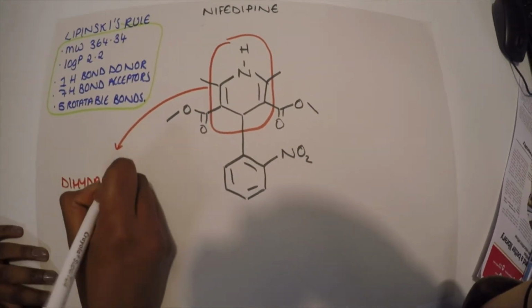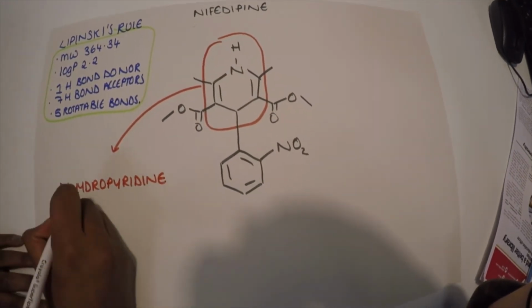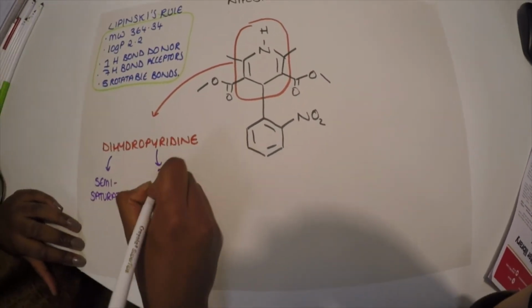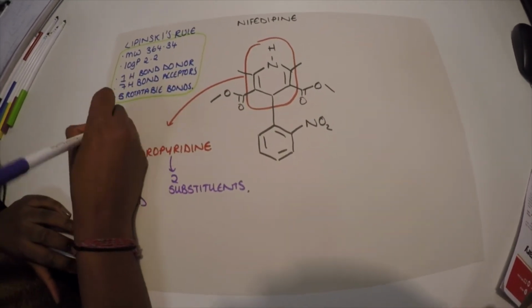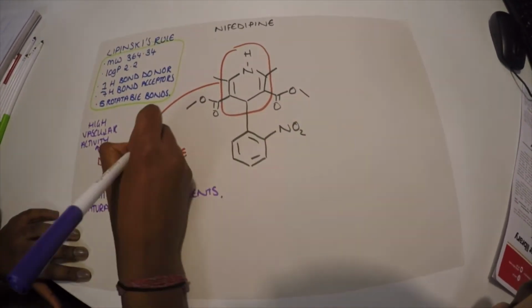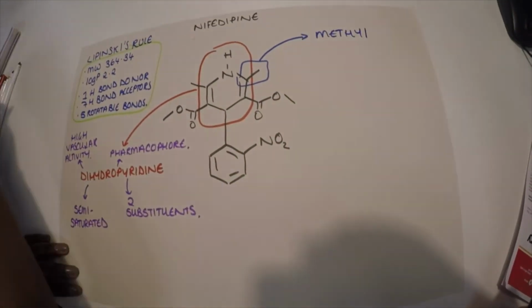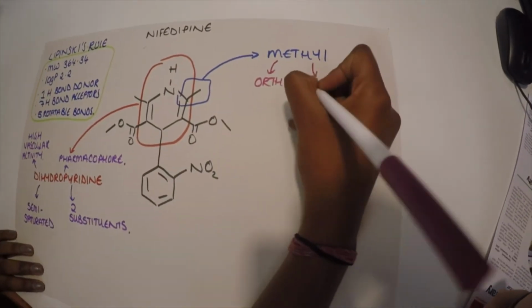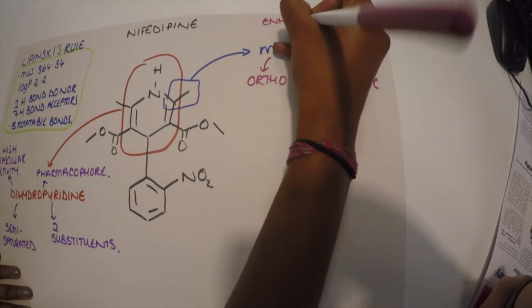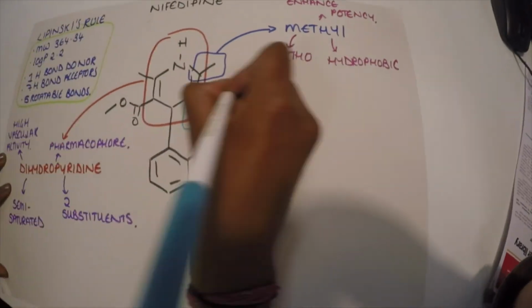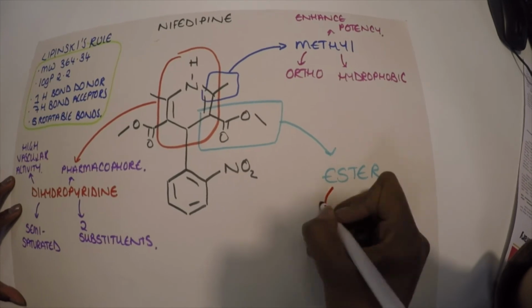This is a dihydropyridine. This is similar to a pyridine, but is semi-saturated with 2 substituents, replacing one of the double bonds. The N1 in this aromatic ring is essential for activity. In the ortho positions are 2 methyl groups, which increases hydrophobicity and potency. In the meta positions are 2 ester groups, which optimizes activity.